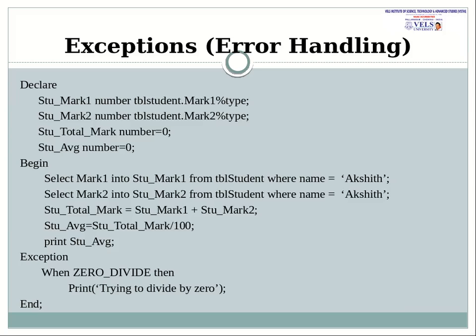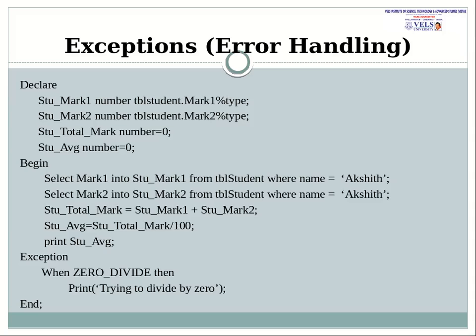This is an example for inbuilt or predefined exceptions. In this example, we declare variables mark 1 and mark 2, total marks is initialized to 0, and student average is set to 0. And here we select mark 1 into student mark 1 from the table where name is Akshit. The variables get the two values, mark 1 and mark 2, these two marks are added into total marks and the total marks are divided by 100. And then we print the student average.